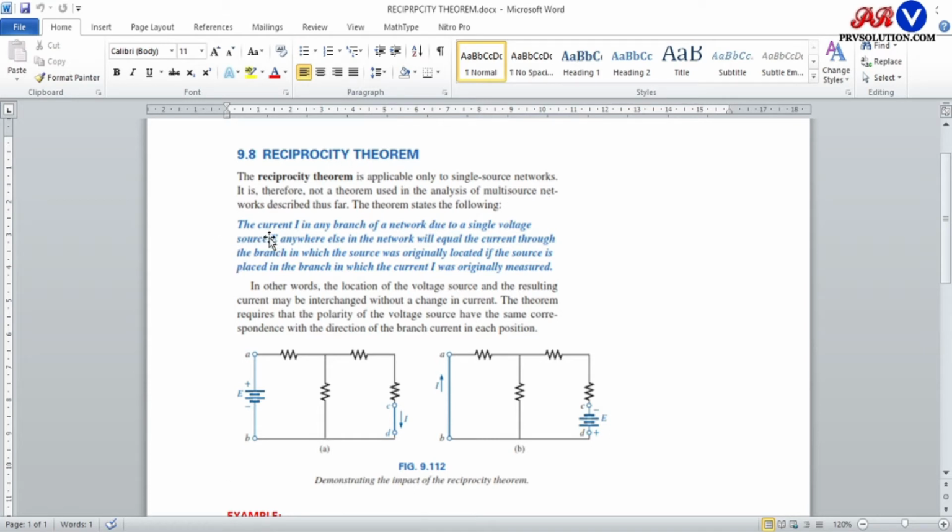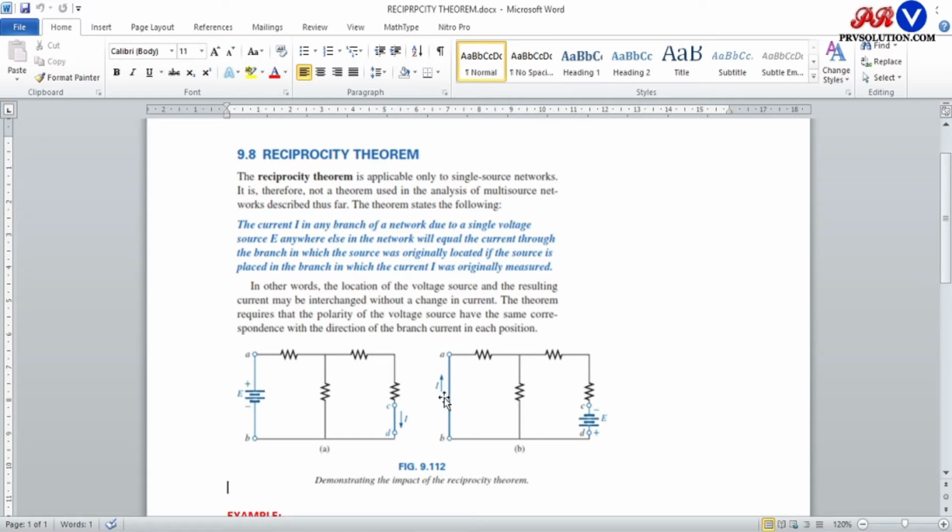This theorem states that the current I in any branch of a network. So the current I in this network, in branch CD, due to a single voltage source E. I am applying the voltage E at branch AB. Anywhere else in the network, this current will be equal to the current through the branch in which the source was originally located. Here the source was originally located in branch AB.